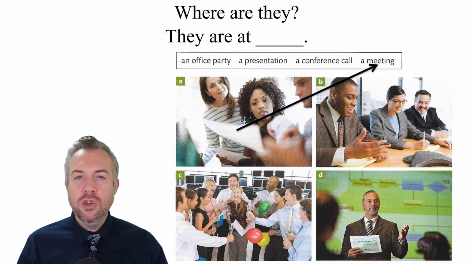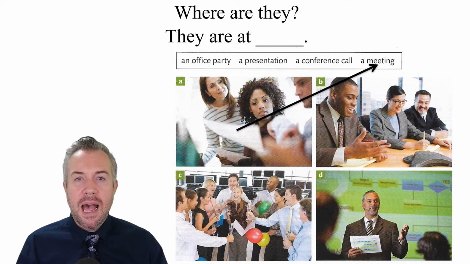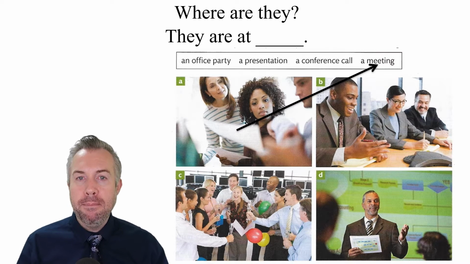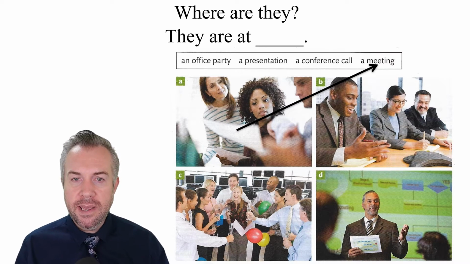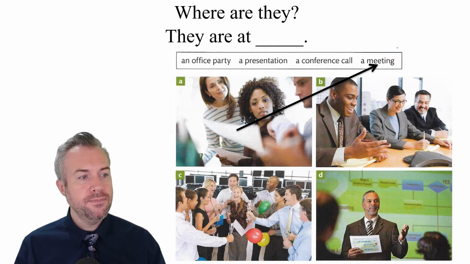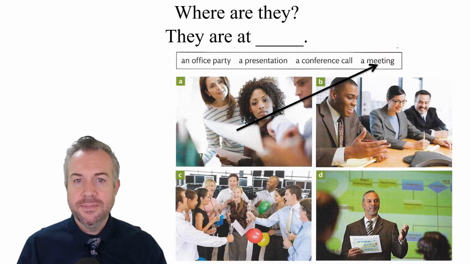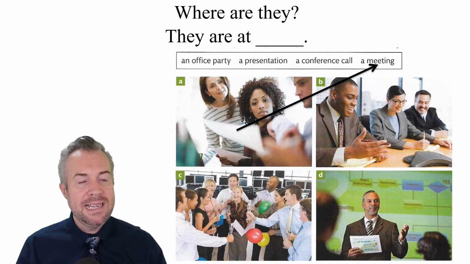So this might be a good time to talk about the word meeting. There is the verb, the action. For example, I am meeting my friend today. And then there is the noun, a meeting, which is an event. So because there is the article a, we know it is a noun, a meeting. So they are at a meeting.